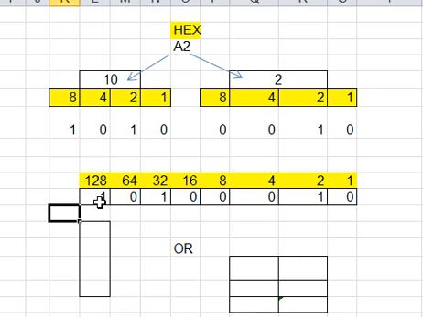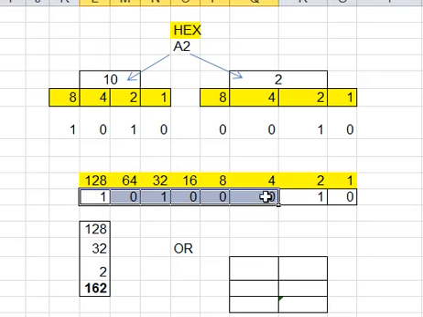And now we convert this into decimal by adding 128 plus 32 plus 2. So we add these numbers and we come up with 162, and 162 is the decimal equivalent of the hexadecimal number A2, and this is the binary representation of the number 162.